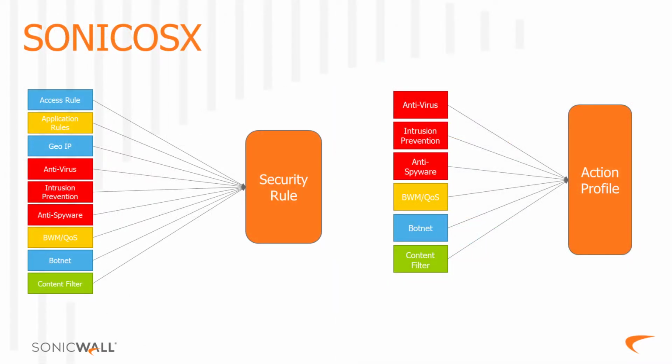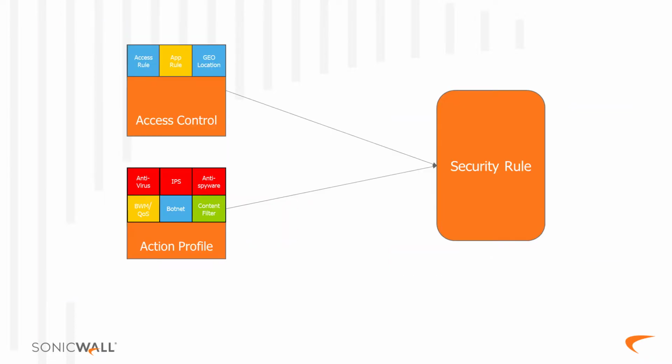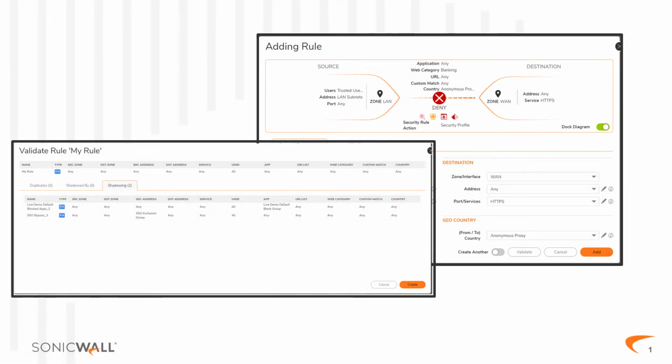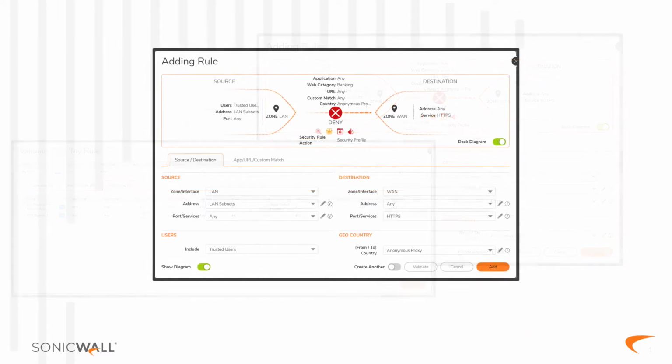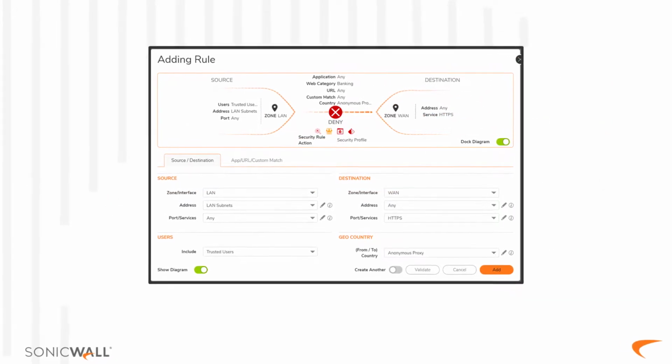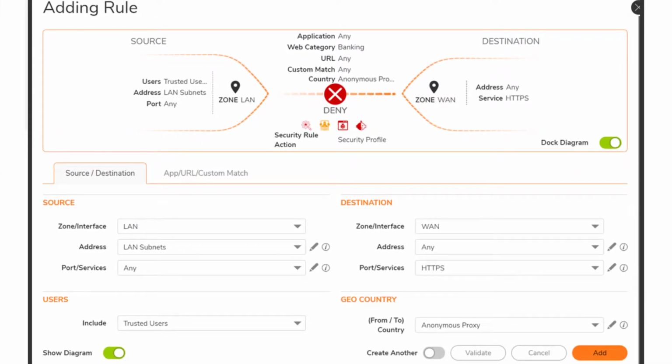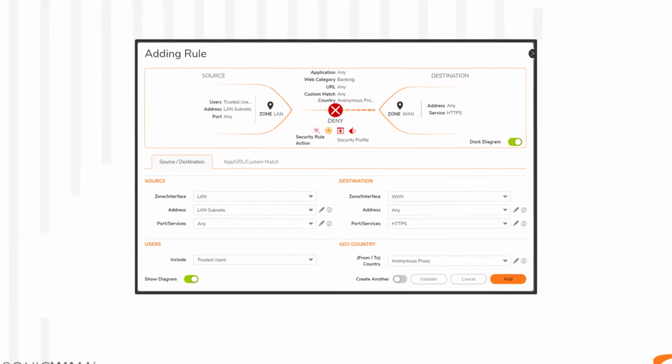Access control and security services are at the heart of any firewall deployment, and Sonic OS X is designed to simplify it. We've combined layer 3 to layer 7 rules into a single rule called a security rule. Rules can be visualized and validated as they are being created. Rule visualization reduces the learning curve for administrators who are not familiar with the Sonic OS ecosystem and helps them create and deploy access control rules by displaying the traffic flow in a pictorial format.